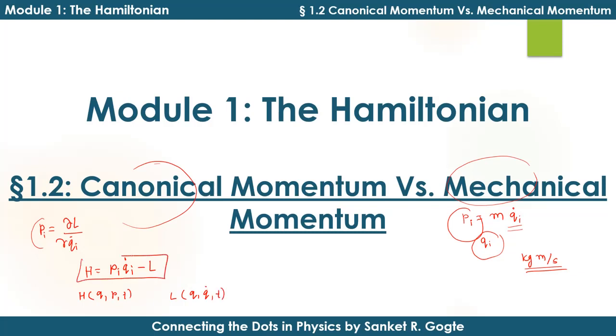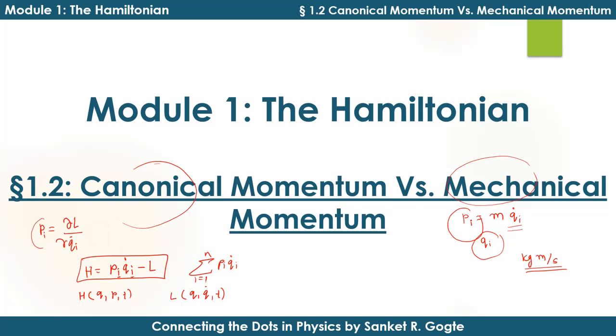While writing this equation, we are using the summation convention. Since we have two subscripts in this first term, that means the subscript runs over all the possible values of i, which is from 1 to n. So basically that term is the summation of i running from 1 to n of pi qi dot.